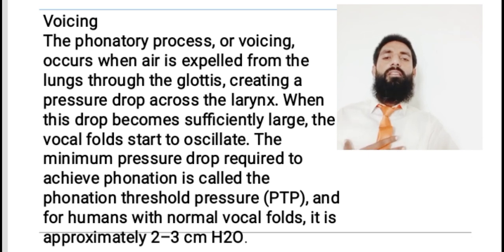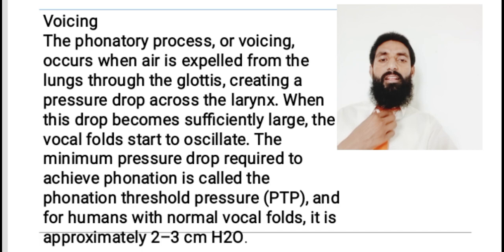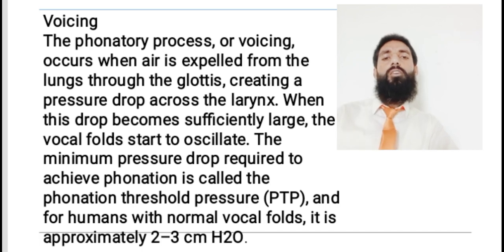When air is expelled from the lungs through the glottis, it creates a pressure drop across the larynx. When this drop becomes sufficiently large, the vocal folds start to oscillate. The minimum pressure drop required to achieve phonation is called the phonation threshold pressure, which can also be abbreviated as PTP.